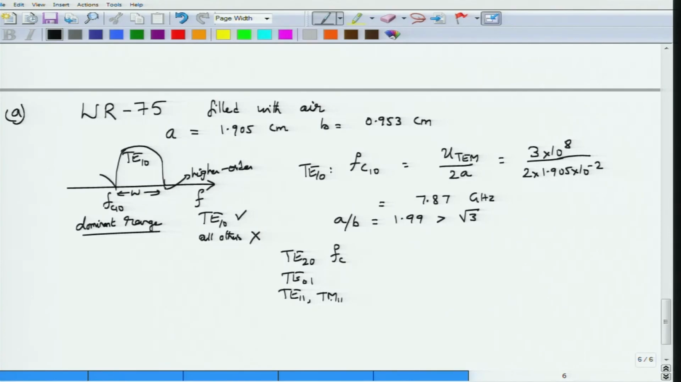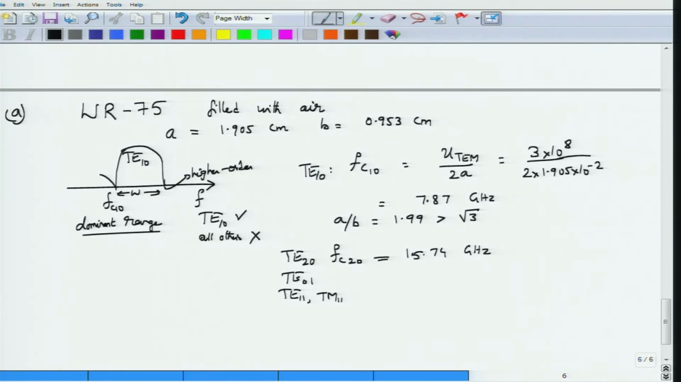So the transverse magnetic mode does not begin to propagate until a few TE modes have already been propagating for the case of a by b greater than square root 3. So for this case, the next cutoff frequency would occur at fc20, and that would simply be multiplying the original frequency fc10 by 2, which would be equal to 15.74 gigahertz.